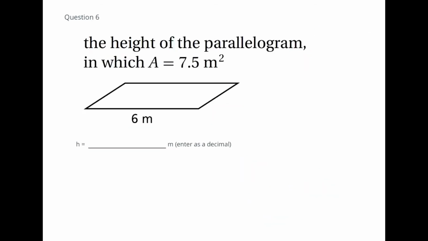So area of a parallelogram is base times height. I'm going to plug in what I know. 7.5 is equal to 6 times h. So if I take 7.5 divided by 6, I get 1.25.